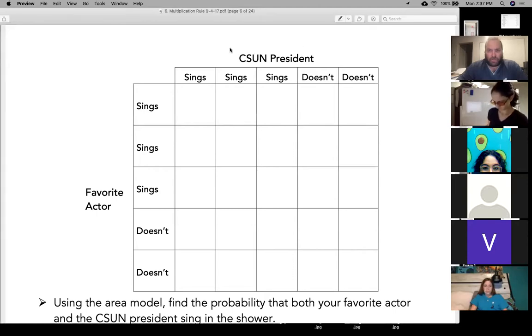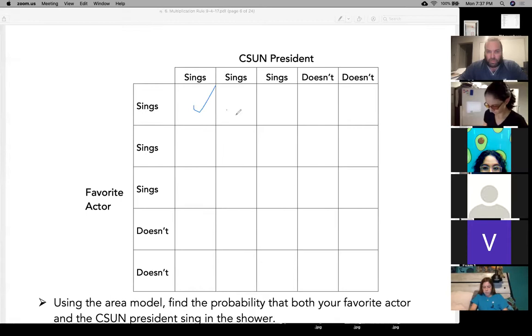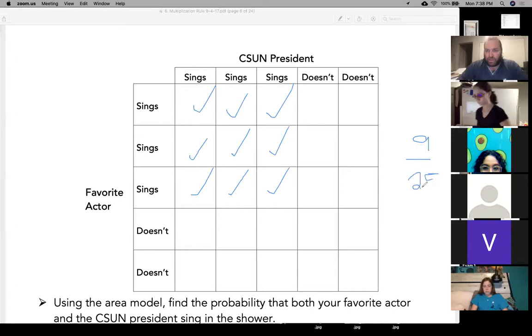If you look at the area diagram, for your favorite actor, because it's 3 out of 5, we're going to have 3 sings and 2 does not sing, for a total of 3 out of these 5 singing. And for the CSUN president, also 3 out of the 5 are singing. How many of these 25 boxes correspond to both of them singing? 1, 2, 3, 4, 5, 6, 7, 8, 9. So 9 out of the 25 correspond to both singing, which is why the answer was, as we saw on the previous page, 9 out of 25.